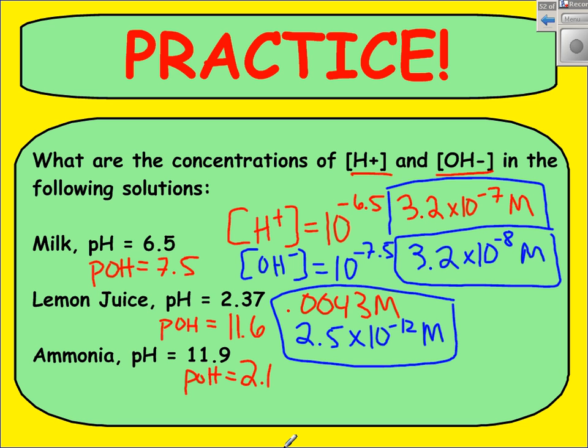Finally, let's look at the last one, ammonia. My hydrogen concentration is going to be 10 raised to the negative 11.9, which gives me a molarity of 1.26 times 10 to the negative 12. And for my hydroxide, I'll do 10 raised to the negative 2.1. That'll give me a molarity for my hydroxide of 0.0079.